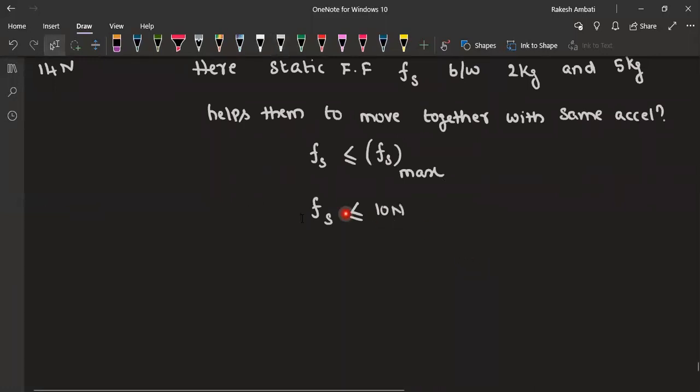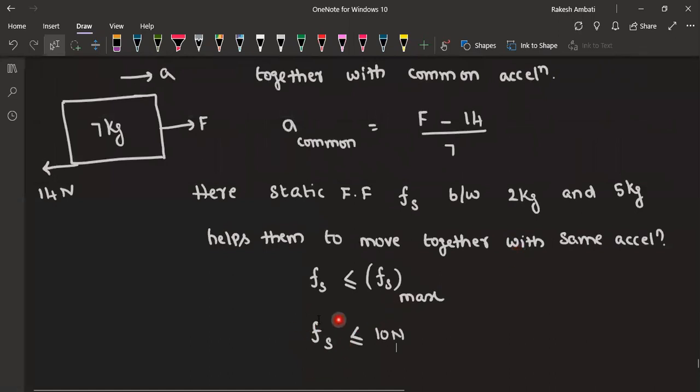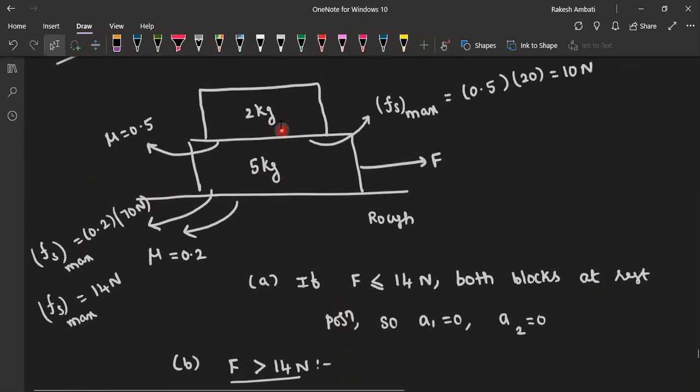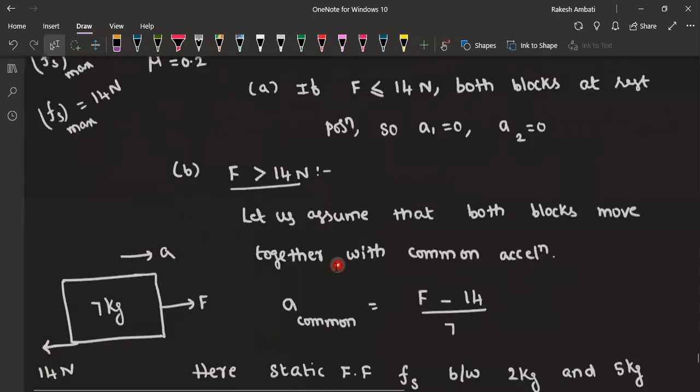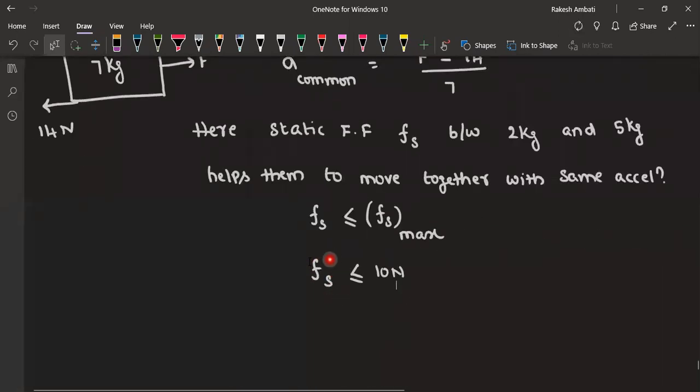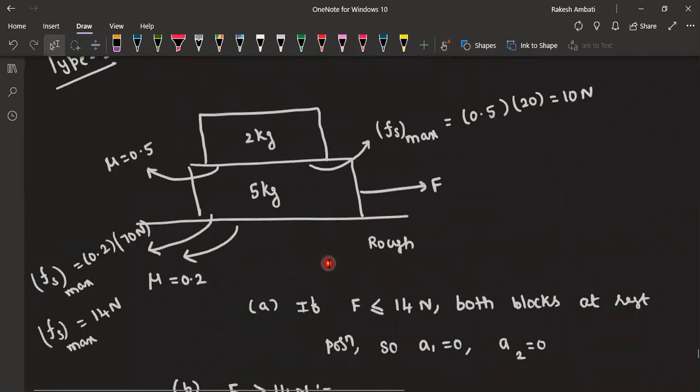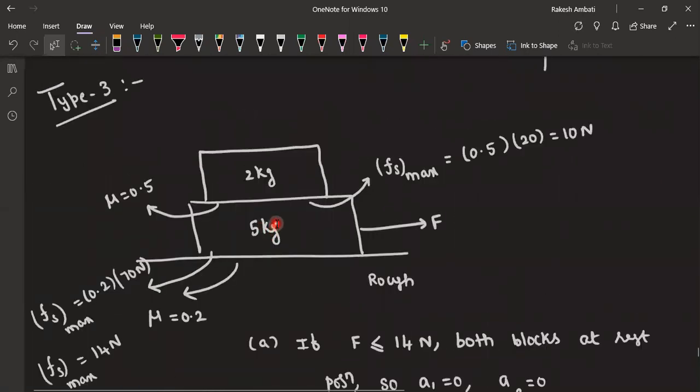So this frictional force between the 2 kg block and the 5 kg block helps them to move with the same acceleration. To find this Fs value, which is static friction, do we consider the 2 kg block or the 5 kg block? The 2 kg block, because that is the frictional force which helps them to move together. In the case of the 2 kg block, what is the only driving force?